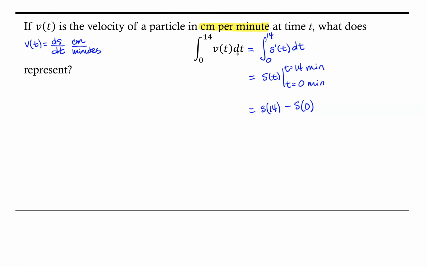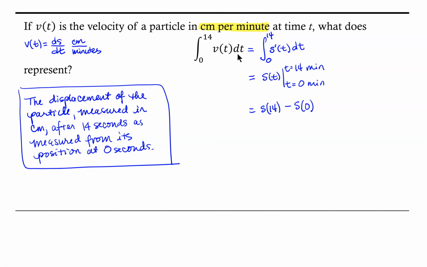And so we have the difference in the position of the particle at 14 minutes minus the position of the particle at 0 minutes. So in this case, we have the displacement of the particle, measured in centimeters, after 14 minutes as measured from its position at 0 minutes.